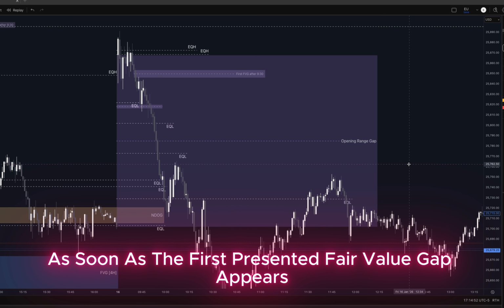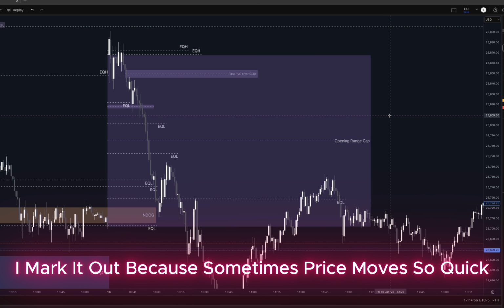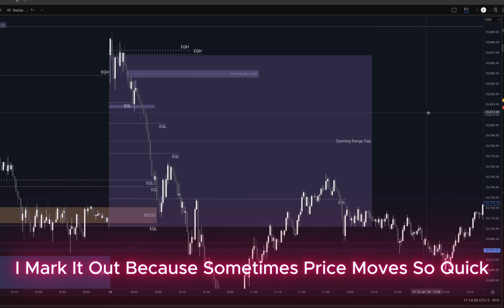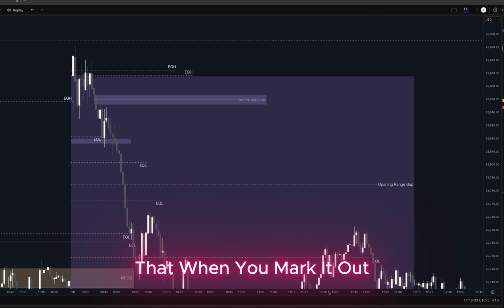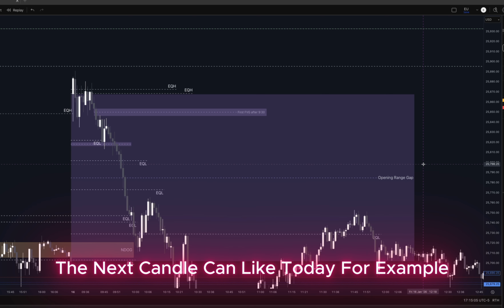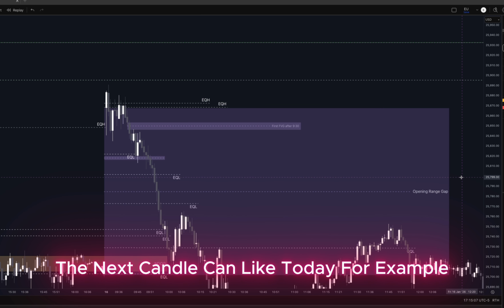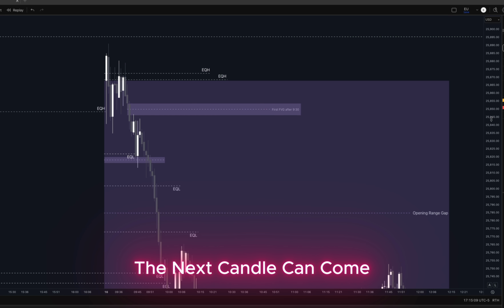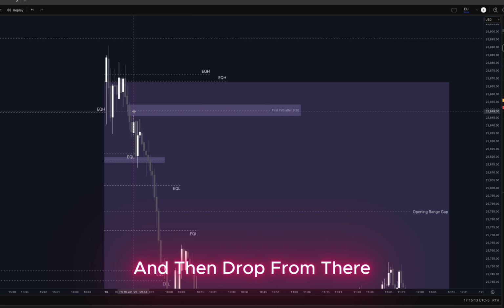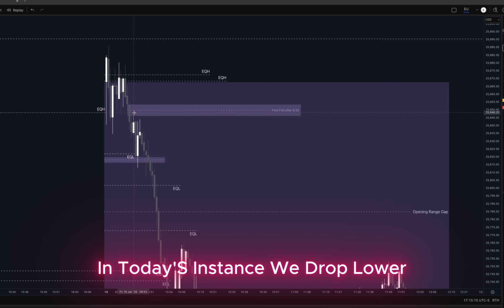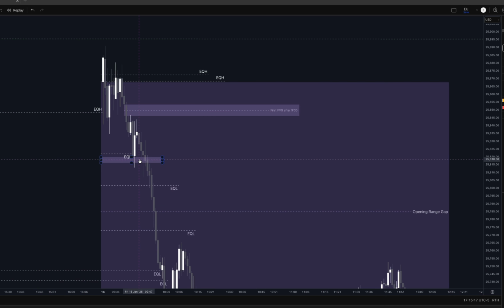As soon as the first presented fair value gap appears, I mark it out, because sometimes price moves so quick that when you mark it out, the next candle can, like today for example, come and just slightly tap back into it and then drop from there. In today's instance, we dropped lower.